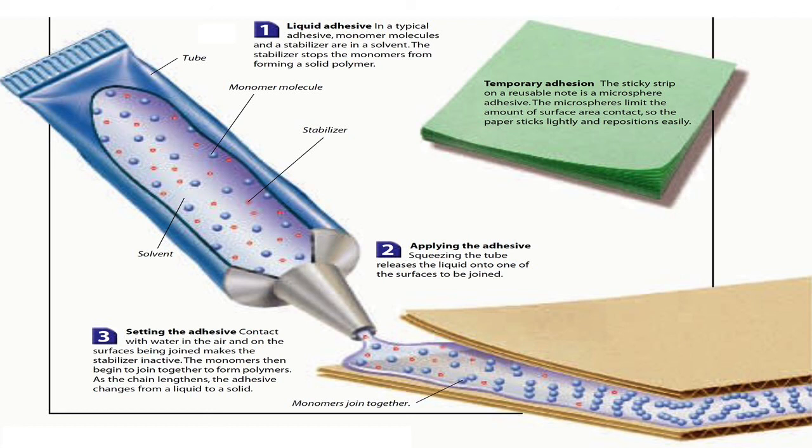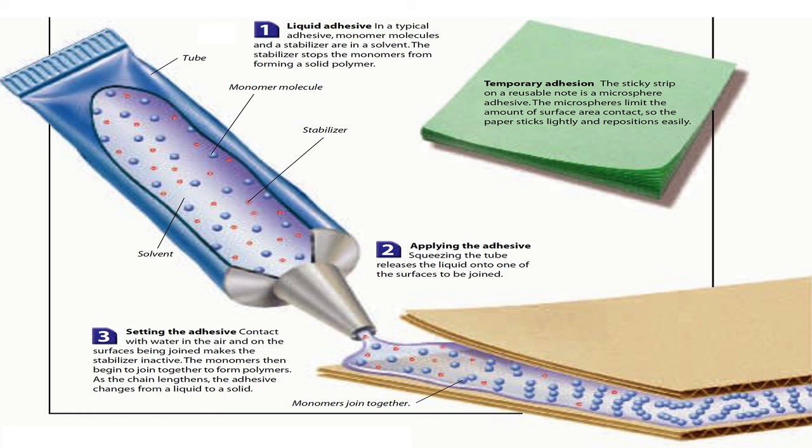Part 3, setting the adhesive. Contact with water in the air and on the surfaces being joined makes the stabilizer inactive. The monomers then begin to join together to form polymers. As the chain lengthens, the adhesive changes from a liquid to a solid.